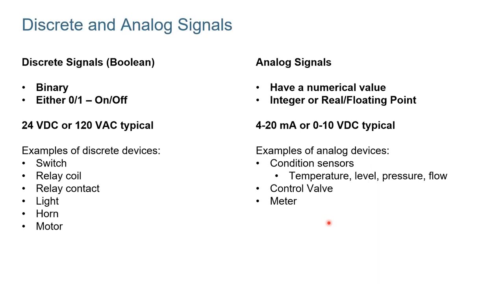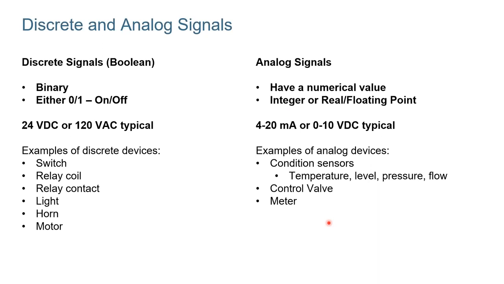So hopefully here you recognize these two signals, either 4 to 20 milliamp or 0 to 10 volt DC. Those are by far the two most common analog signal levels that we get in the industrial world. And the majority is 4 to 20 milliamp.